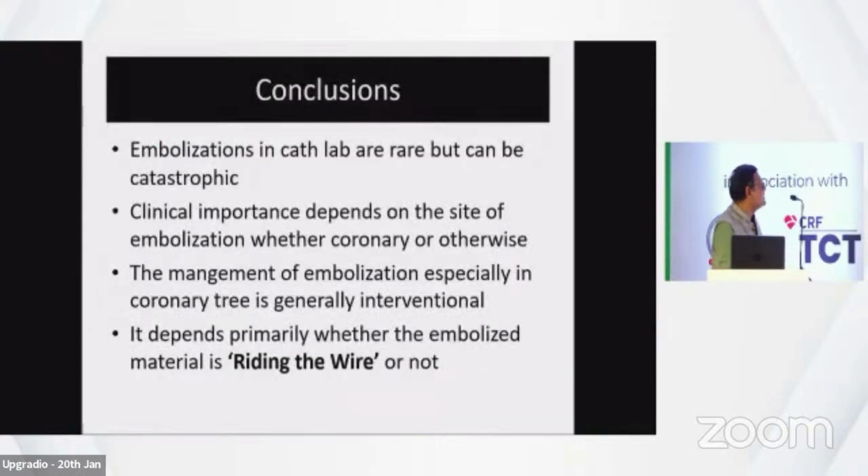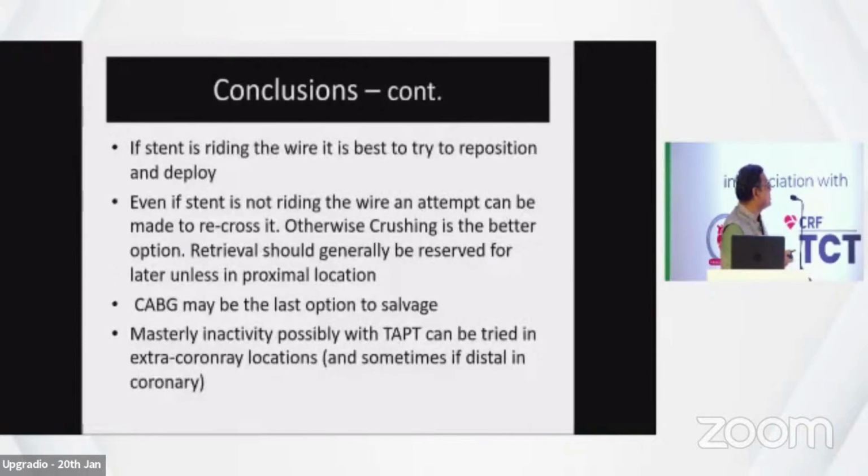So finally, to conclude, friends, embolizations in the cath lab are rare, less than 0.5%, but can be catastrophic, especially if they occur in the coronary circulation, especially in the proximal part. Clinical importance depends on the site of embolization, whether coronary or extracoronary. Management of embolism, as I said, is largely interventional, but sometimes you might have to end up with surgery. Riding the wire or recrossing the embolized material or stent and then deploying it is the best option. But if not, then crushing is the next best. CABG is the last option.